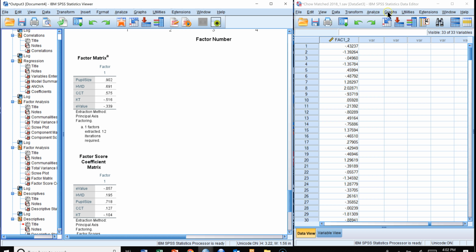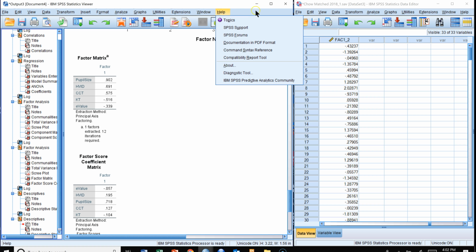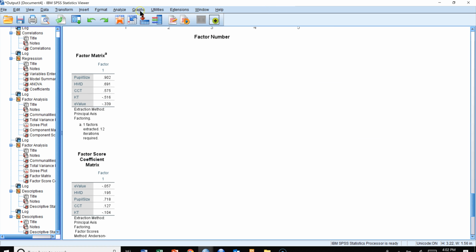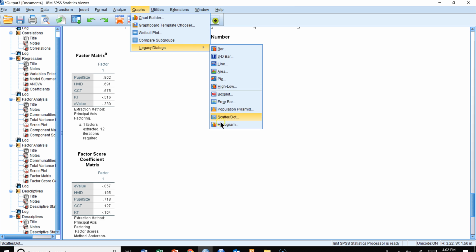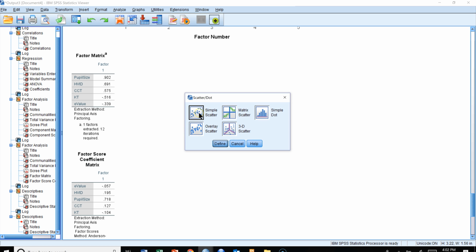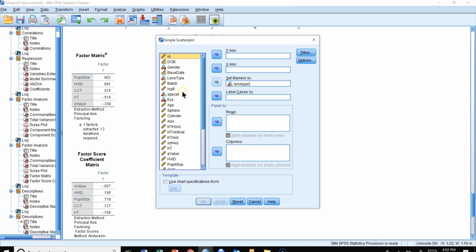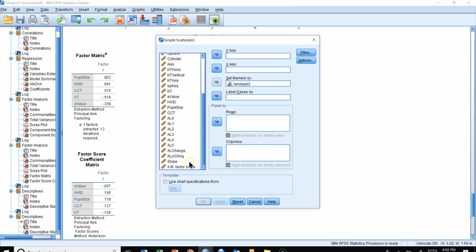So if we do a correlation, let's do a correlation. Let's look at the graph of, let's do our factor score, and let's do pupil size.